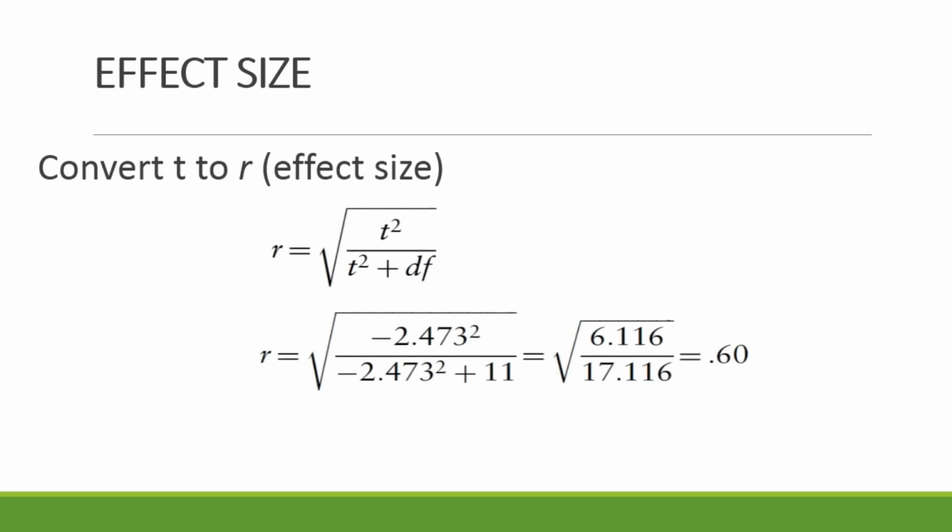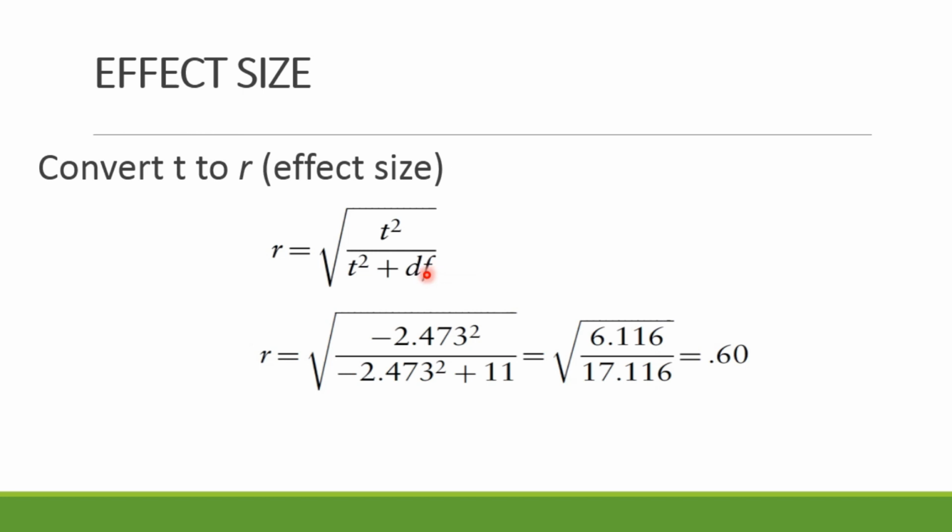Now, how do we calculate the effect size? We'll just have to do it by converting t to r, or the effect size. So we just have here an equation that we can use. r equals the square root of t squared divided by t squared plus the degrees of freedom.